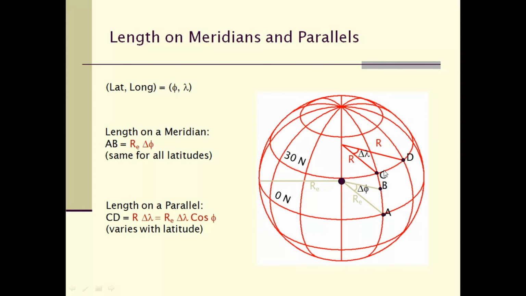And the length on a parallel is calculated like this: first you have to calculate your radius r, which is actually r cos phi, where phi means the latitude. Then you multiply with the angle, that is the longitudinal change. So you have this formula, R delta lambda cos phi. That is how we can calculate the length on a parallel and a meridian.